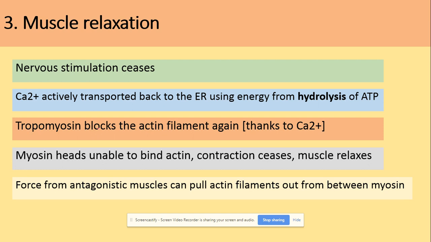So what comes back to normal? Tropomyosin will now block the actin filaments' binding sites again, because we won't have any more calcium ions due to no depolarization. So myosin heads will be unable to bind. So contractions will decrease and the muscle will relax. So that force from antagonistic muscle can pull actin filaments out from between myosin.